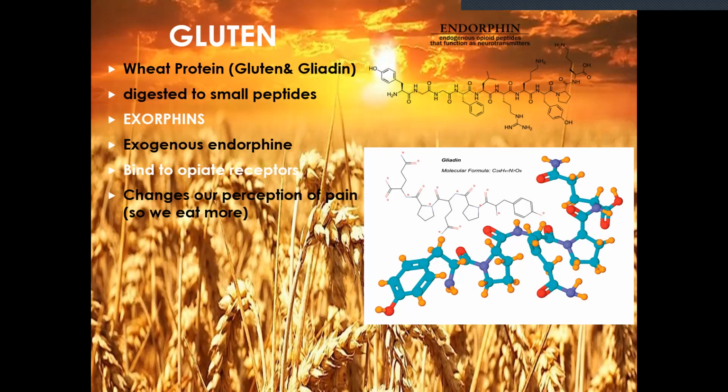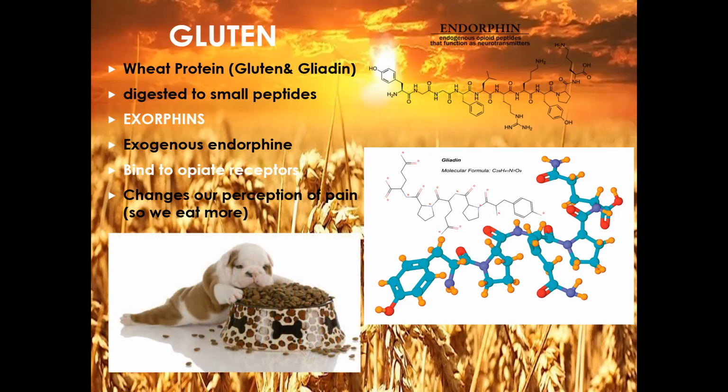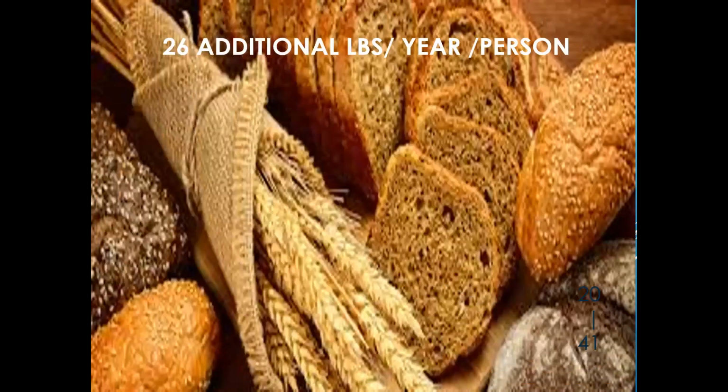So people say, nope, I don't have gluten sensitivity, because gluten is an opioid. So it changes your perception of pain. So when you eat bread, when you eat pizza, you feel better because you don't feel pain. And so you keep wanting to eat more and more until we've eaten 26 additional pounds per year per person.